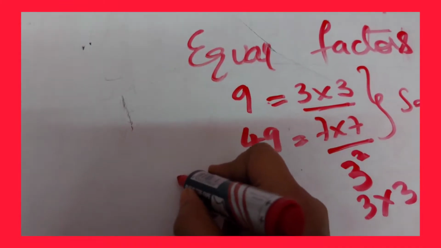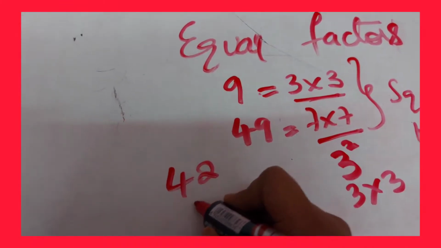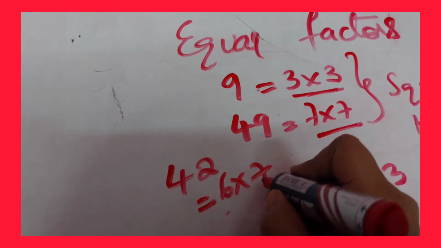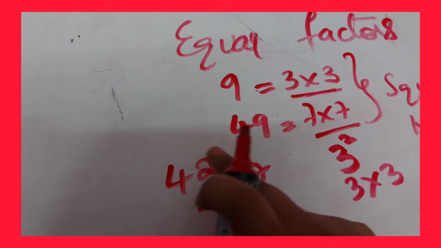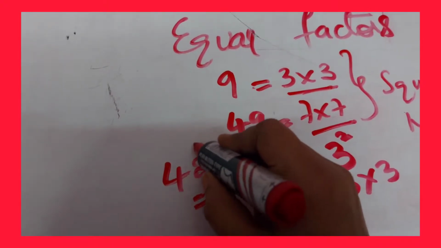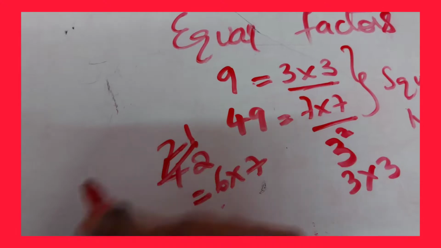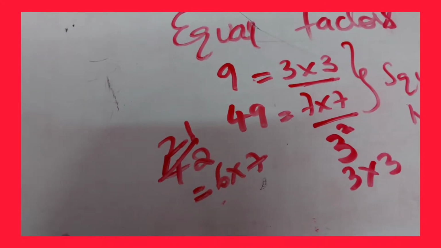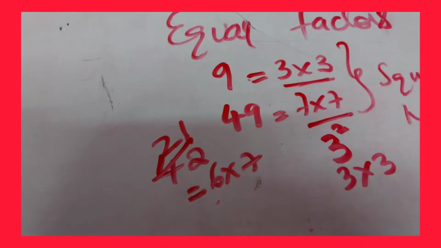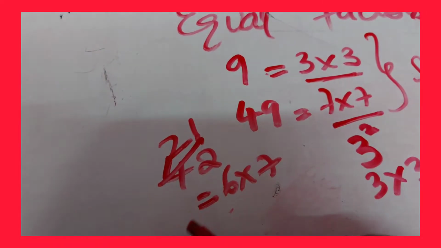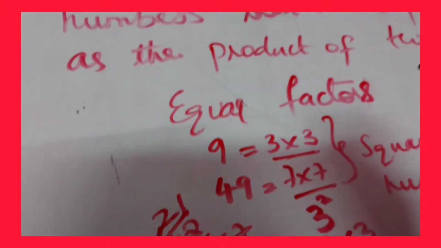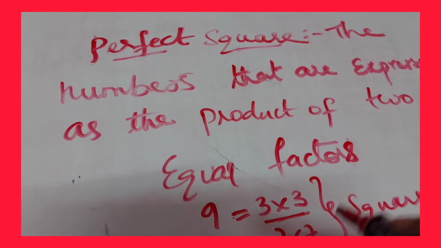Now I am taking one more number. If I take 42, how can I write 42? 6 7s are 42. 6 7s are 42 means here the two numbers are different, so 42 is not a perfect square. Then again I take 21 2s are 42, 2 2s are 4, and so on. Is it a perfect square? No, it is not a perfect square. So 42 is not a perfect square. Like this we can identify a perfect square and a square number.